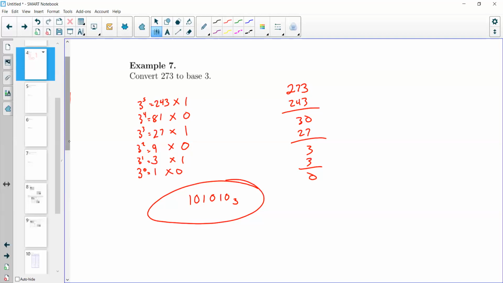Definitely want to put the base there because it could be easily mistaken for base 2. Any questions converting base 10 to base 3? It's all the same thing, just with different numbers. Move to the next page.